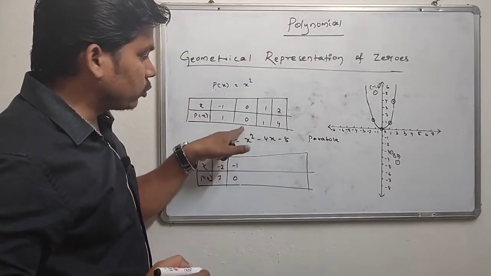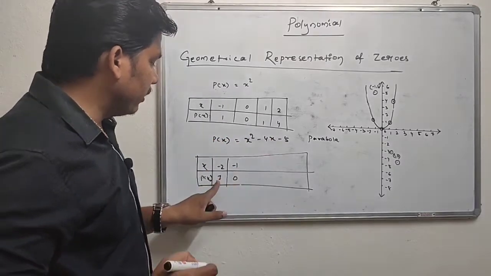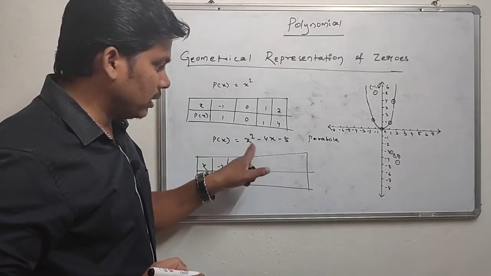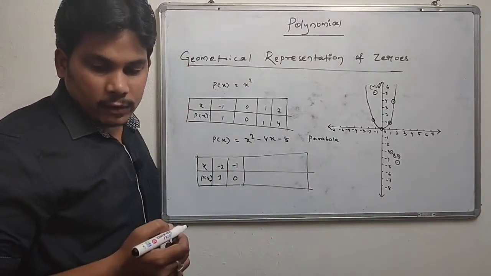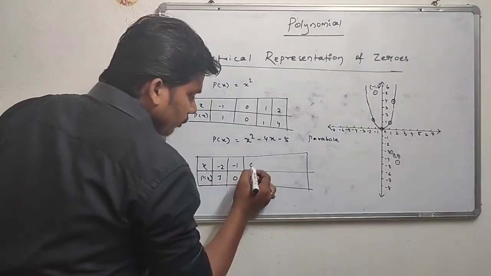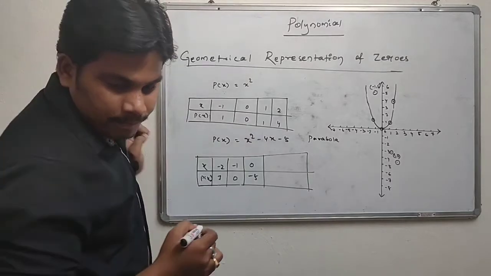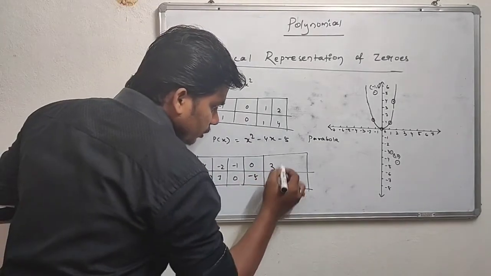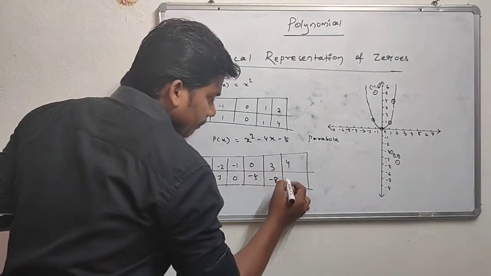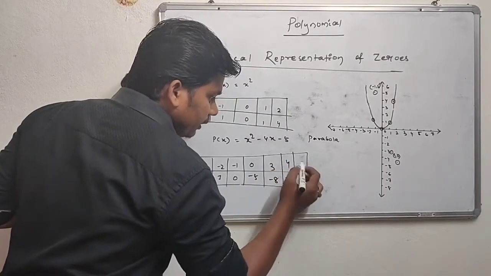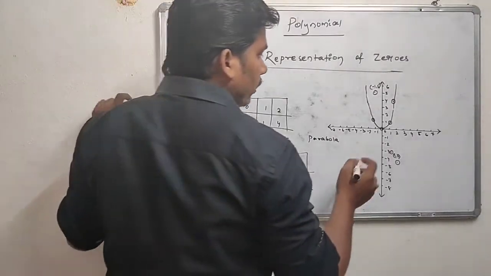See, if minus 2, this will be minus 2 square, 4, minus 4 into minus 2, minus 5, we'll get 7. If we take minus 1, then we'll get the value as 0. And let's take the value as 0, then we will get the value as minus 5. In the same way, you can take the value of 3, you will get the value as minus 8. In the same way, take the value of 4, you will get minus 5. In the same way, you will take the value of 5 as 0. See, put the values and now draw the graph.